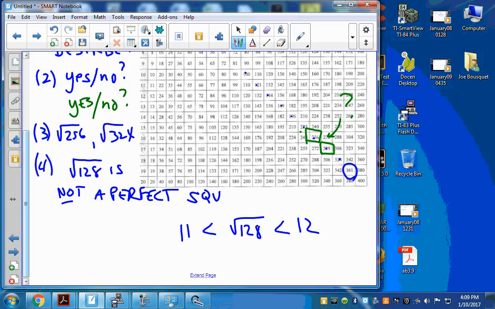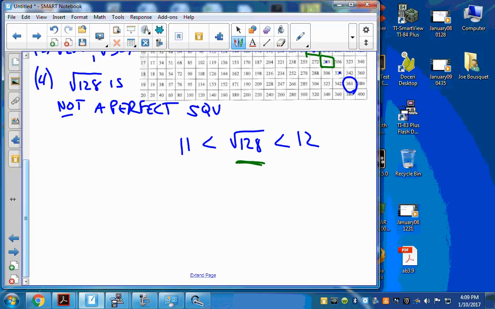So in the table, I see 121 right here. And I see 144 right there. 121, 144. Those are perfect squares. But 128, which is what we're looking at, is not a perfect square. 128 doesn't fall in there, but it does fall between 11 and 12. So our estimate for the square root of 128 is about 11 and a half because it's some number between 11 and 12.